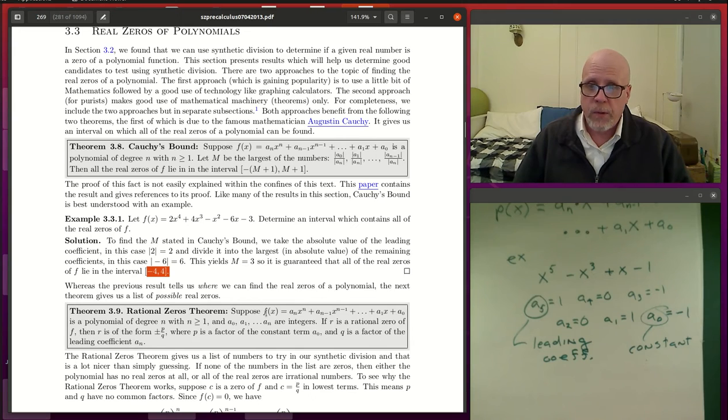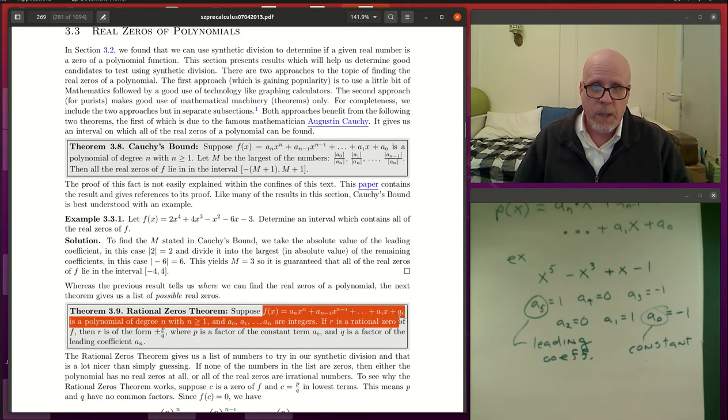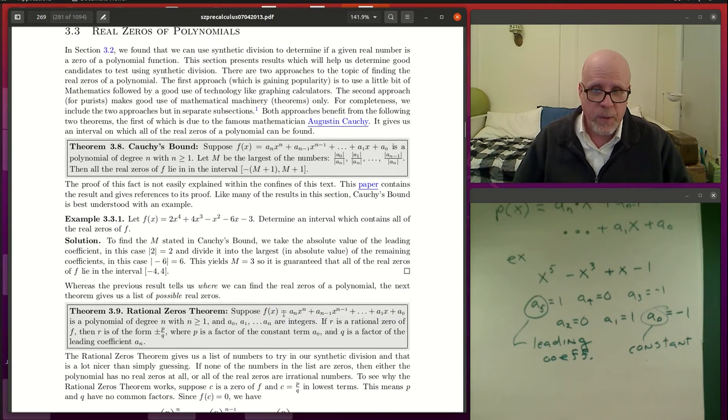So let's read this thing. It's got the same setup as the one before. f of x is this standard notation for the parts of the polynomial, a_n x to the n, etc. So its degree is n, right? a_0 through a_n are all integers. So this theorem is not applicable if those coefficients are not integers.